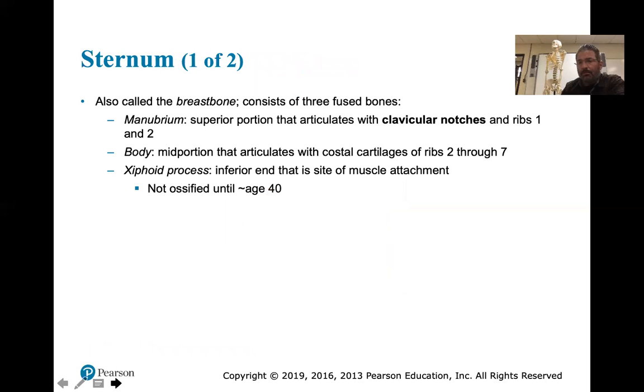All right, so the sternum. When you think of sternum, think of your breastbone, or whatever you want to call it. It was your breastbone, right? Now it's called your sternum. Also called the breastbone, it consists of 3 fused bones. It's the manubrium, the superior portion that articulates with the clavicular notches. So the clavicular notch right here is where the clavicles would attach. Manubrium, superior portion is here. And ribs 1 and 2, you can see here, 1 and 2.